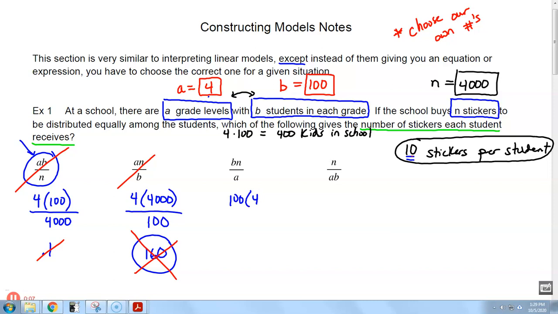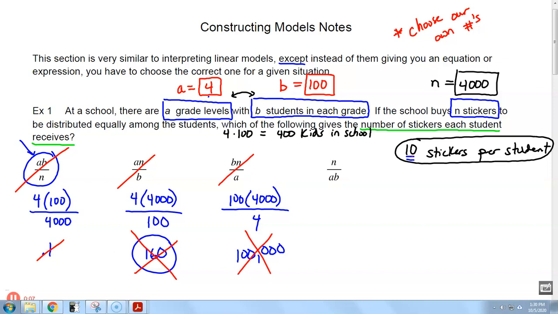If I try the next one, B times N, well, that's going to be huge. That's going to be 100 times 4,000 divided by 4. So, man, that's going to be really big. That's going to be basically 100,000. That cannot be right. Every kid's not getting 100,000 stickers. So I'm getting a little nervous here. I hope the last one works.